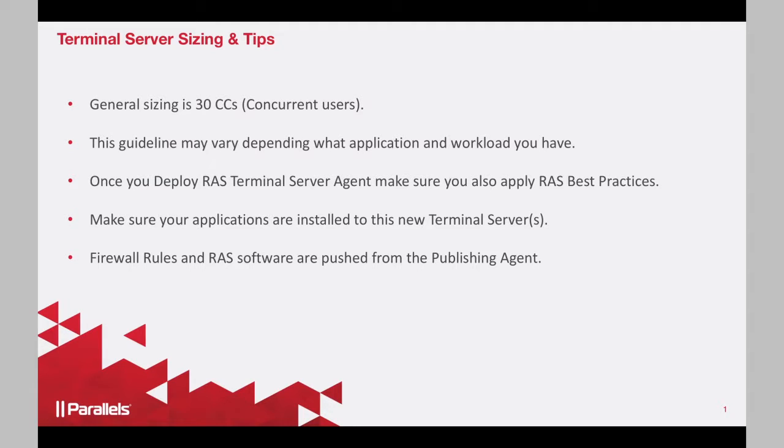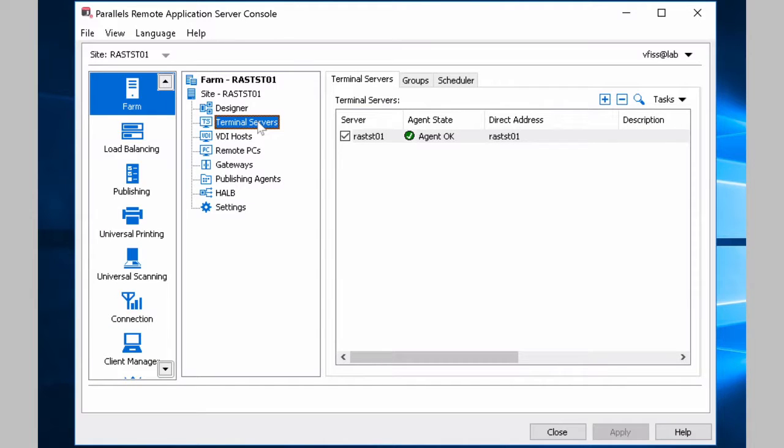That's part of the first video where we change a few GPOs and performance settings on the server. Make sure all of your applications are installed on this terminal server, and we will be deploying the firewall rules and the software from the publishing agent. And lastly, if you want to associate this server to a specific group, you can do that as well once the installation is completed. So let's get started and let's go back to the Remote Application Server console.